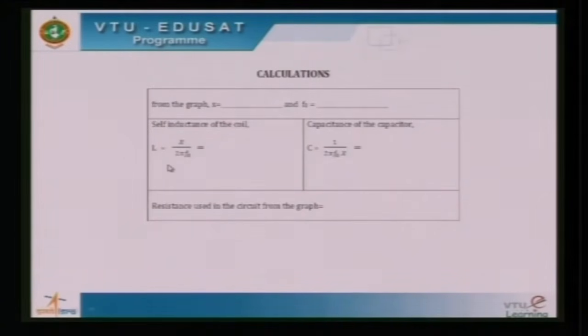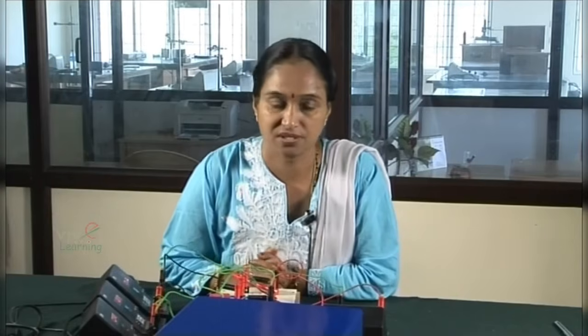using the relation L is equal to X by 2 pi F naught, determine the self inductance of the coil, and using the relation C is equal to 1 by 2 pi F naught X, determine the capacitance of the capacitor used. So this is how we determine the values of the passive circuit elements in a simple way.